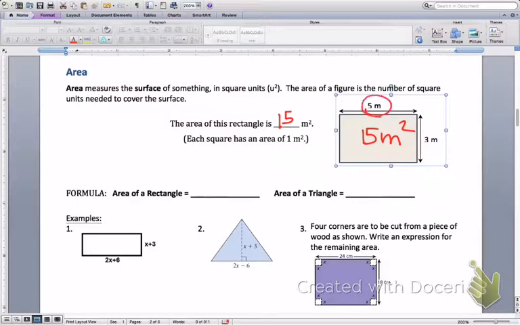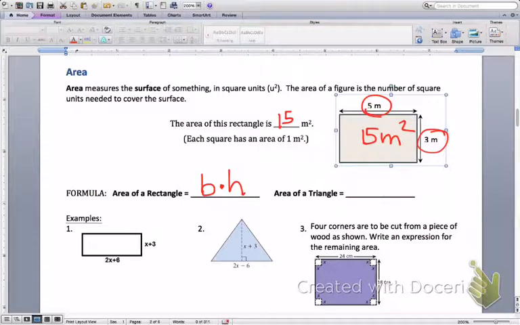So a fast way of doing that with the 5 and the 3 is just to go ahead and multiply them. So the area of a rectangle will always be the base times the height, or you can also use the length times the width. So one side measure versus its opposite side measure.